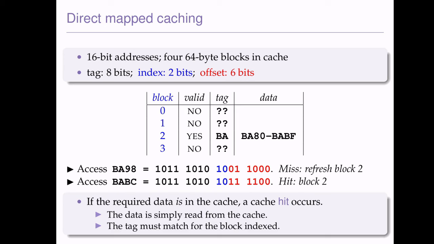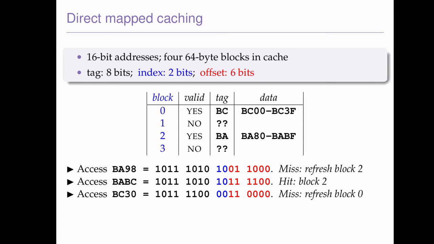So when we get this access request, we need to refresh block 0. That's how we determine what the range is, what the tag is, and the block. And the valid bit is now set, so if we got another request, then we would have some data in block 0 of the cache.